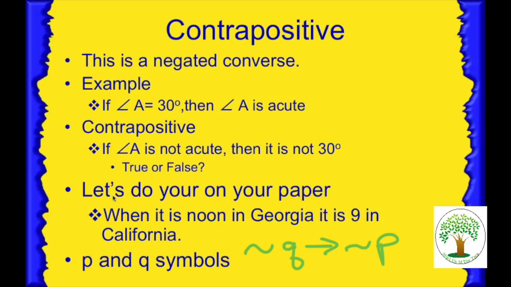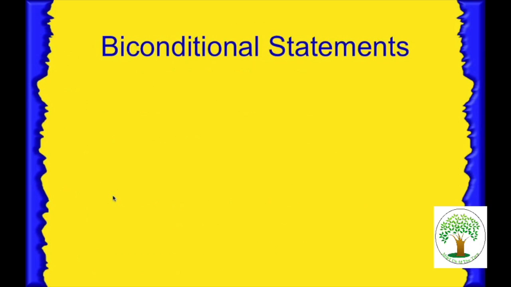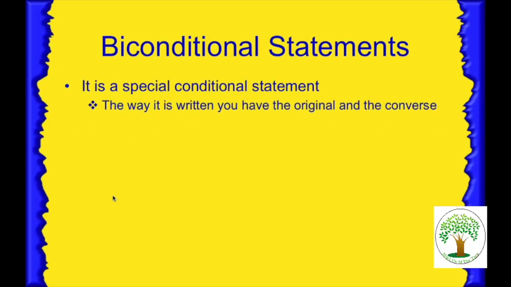All right. We now have the last one. It's called biconditional. We're going to see biconditionals when we do postulates in the future, okay? There is a symbol to help us go faster with this one too, because again, mathematicians don't like to write a lot. A biconditional is a special conditional statement. The way it is written, you have the original and the converse all wrapped up into one statement. So it is the original and the converse together. Okay?